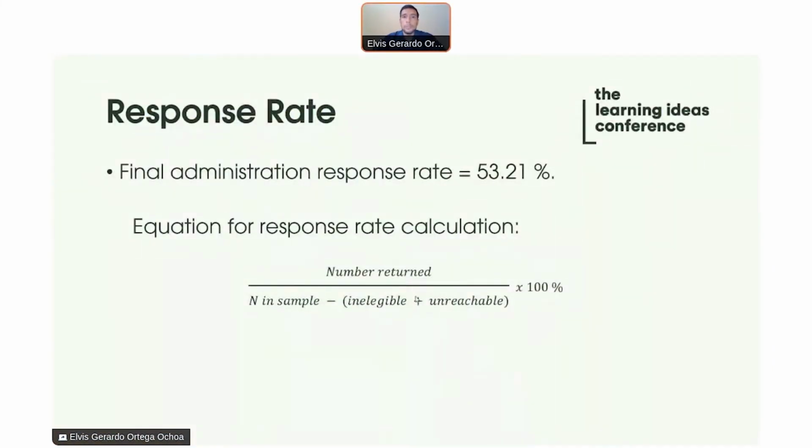The final administration of the questionnaire achieved a slightly higher response rate than the pilot test. The response rate was calculated in this equation. After the cleaning of duplicates, the number returned was 140 surveys. However, although the survey was sent to the total sample, 6 of them reported that they had withdrawn from the training process and 1 email address bounced due to erroneous registration in the database. That is, this number was 280. Thus, the response rate was 53.21%.